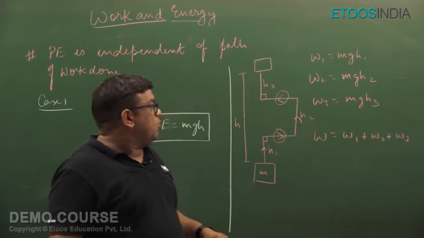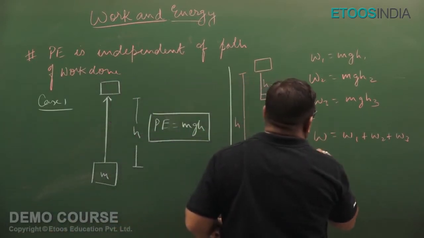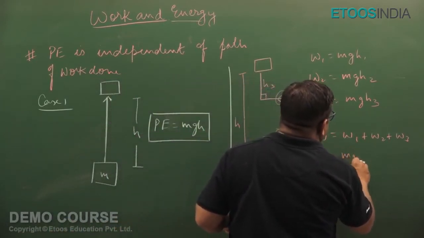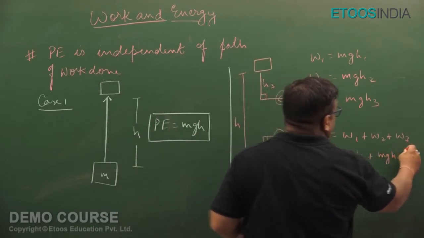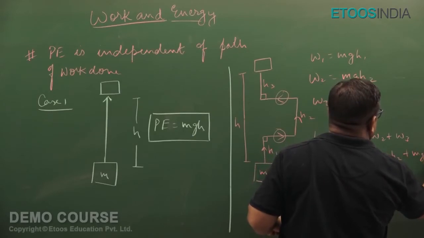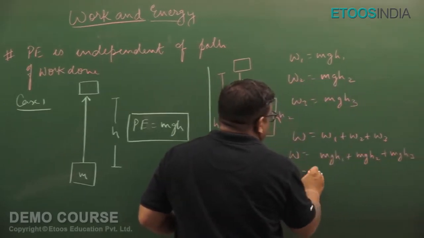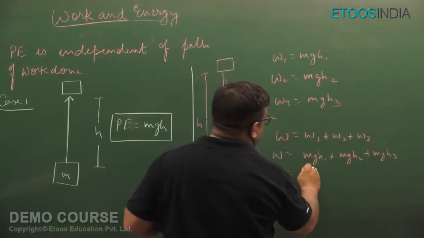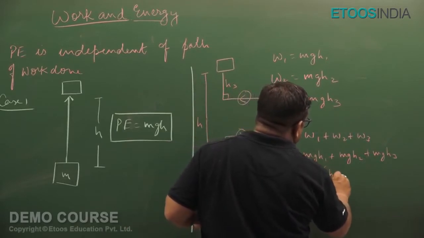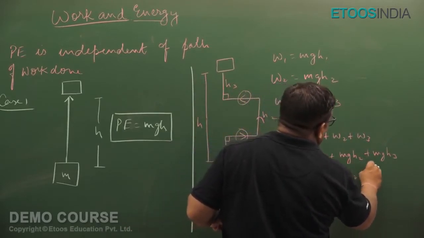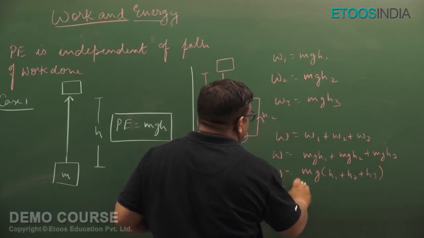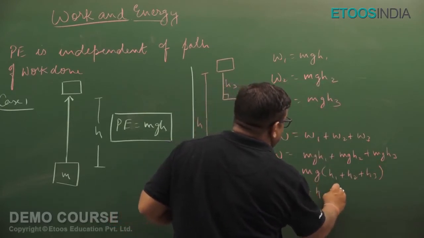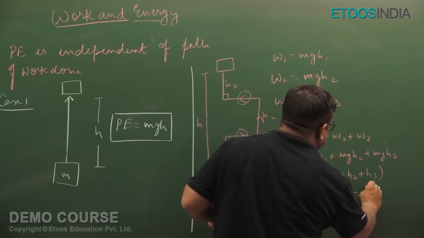Got it? So total work done becomes W is equal to mgh1 plus mgh2 plus mgh3. By taking the common things, it becomes mg(h1 plus h2 plus h3). But h1 plus h2 plus h3 is h.